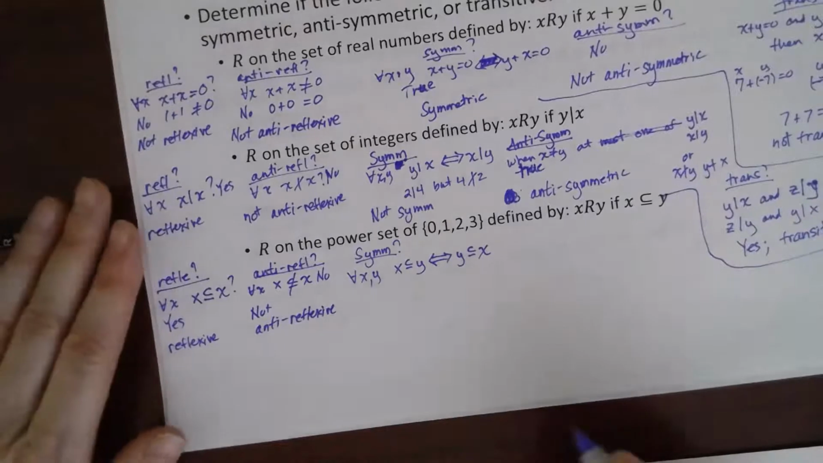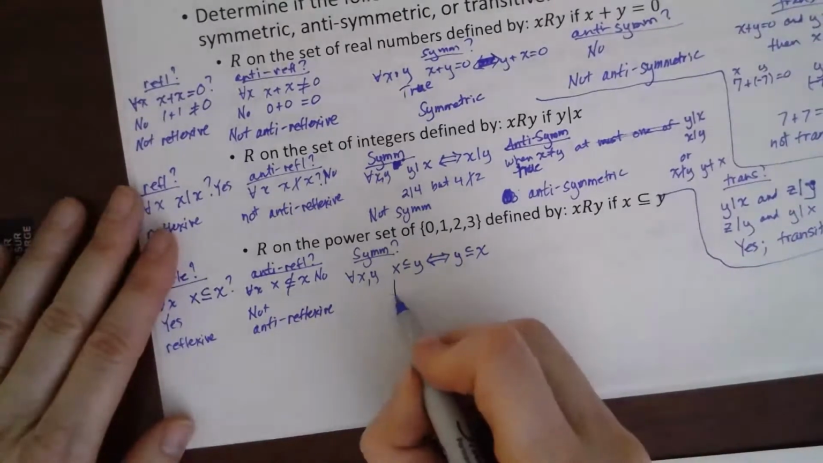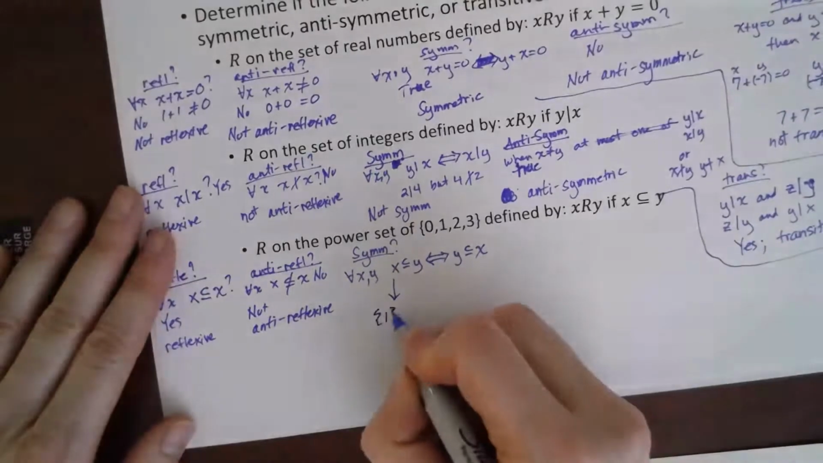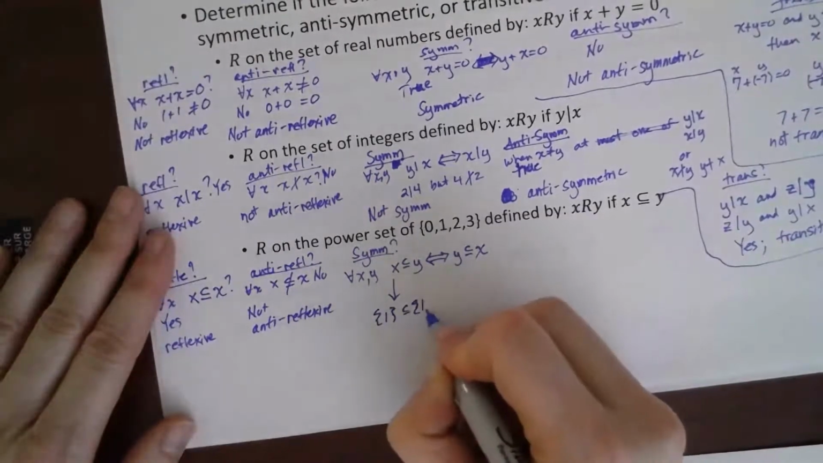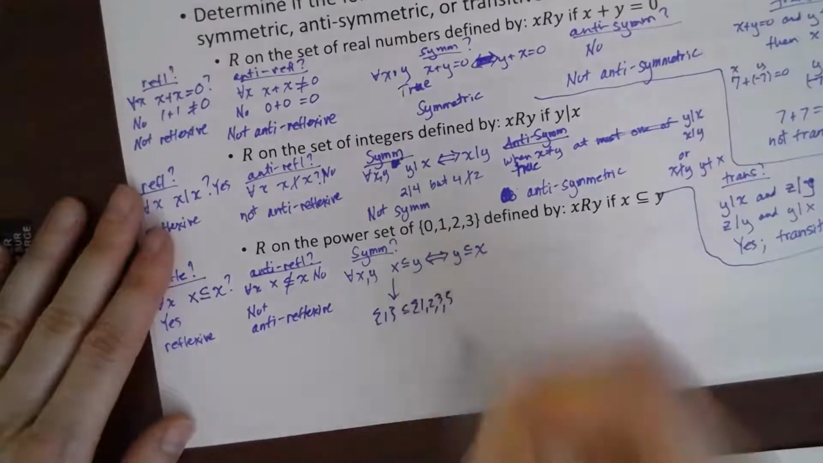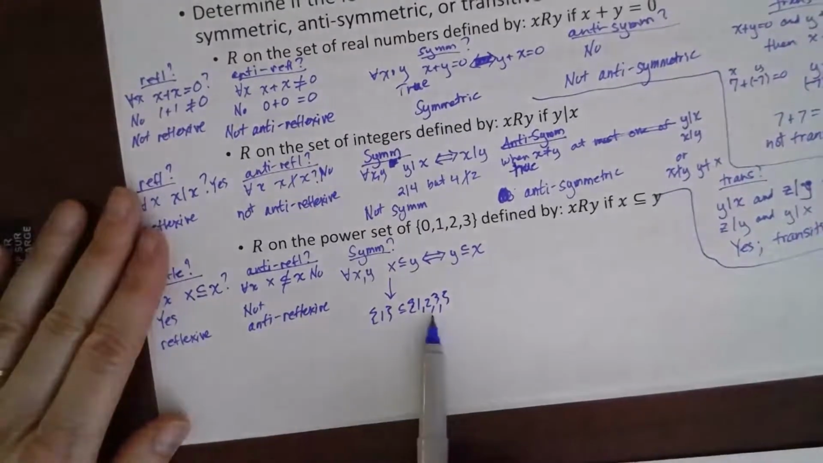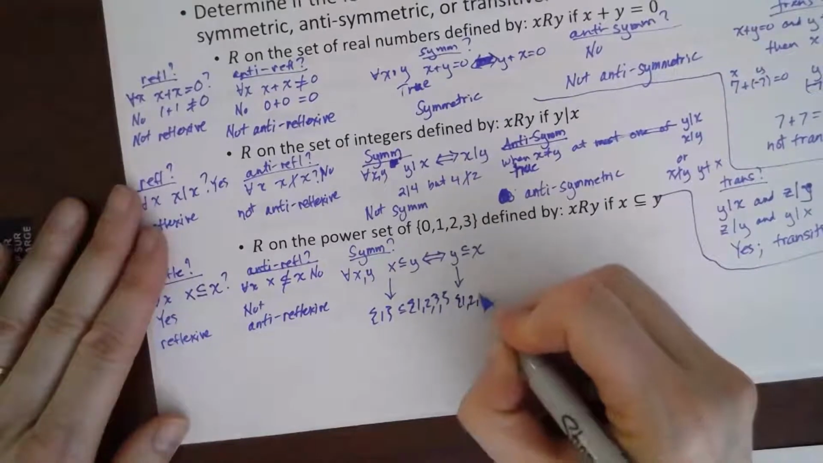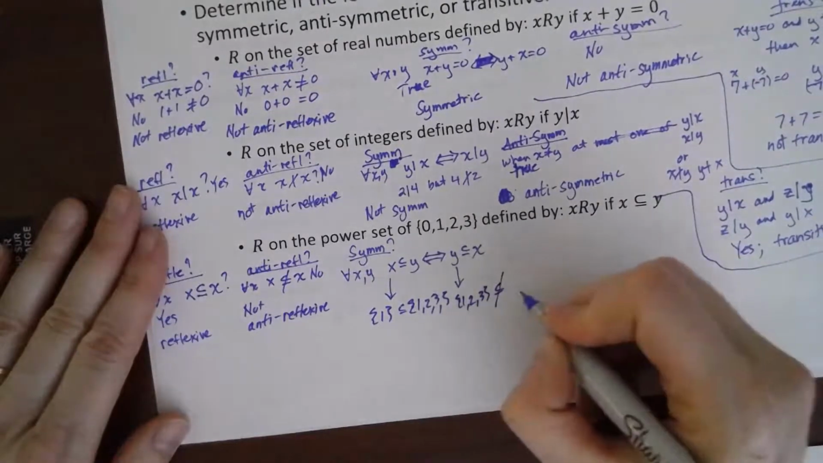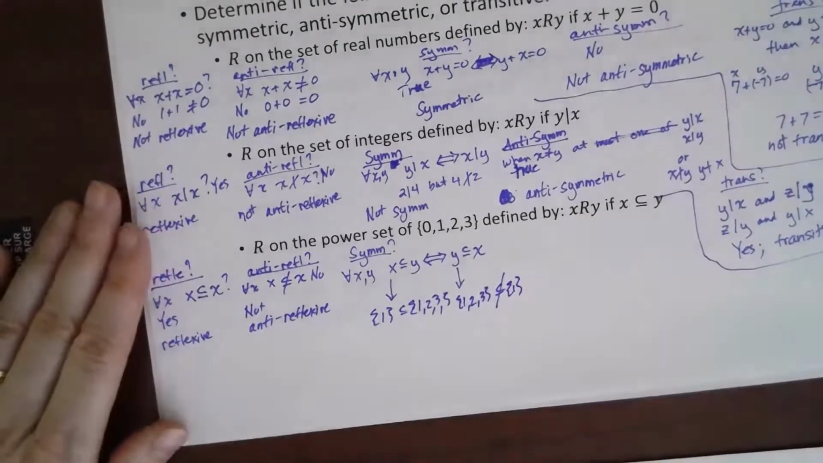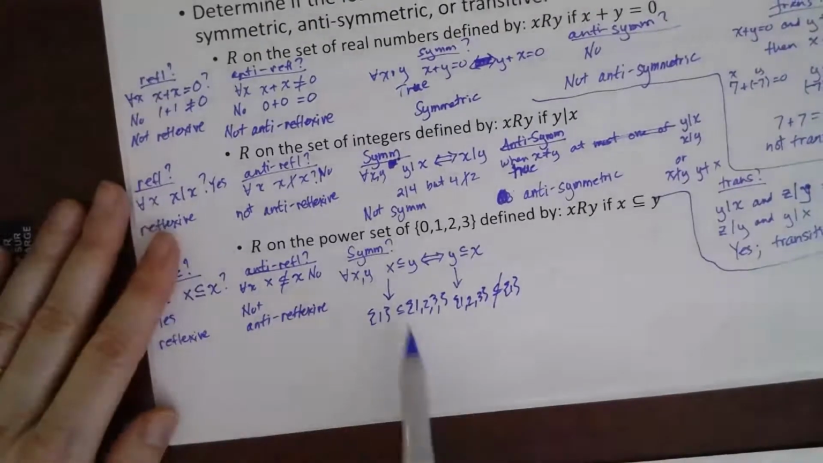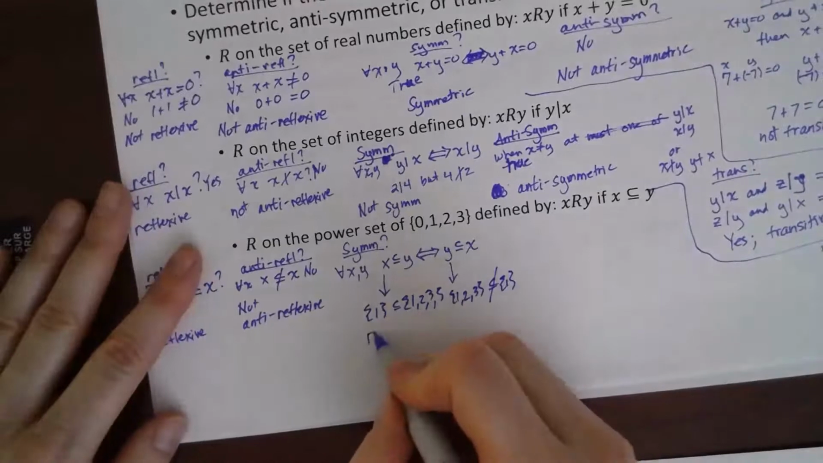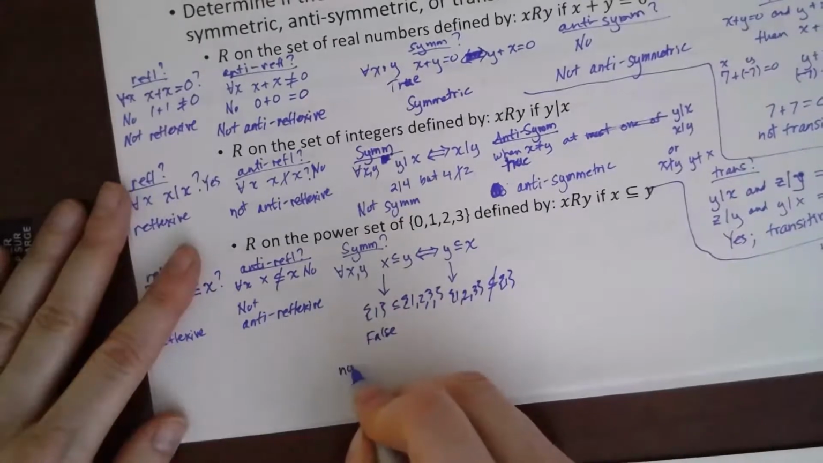All right, Sam, what do you think? The set of just one is a subset of the set of 1, 2, 3, but it's not the same the other way around. Okay, good. So 1 is a subset of 1, 2, 3, but if I turn them around, 1, 2, 3 is not going to be a subset of 1. Right? So this one is true, this one is false, so the biconditional is false, so it's not symmetric.